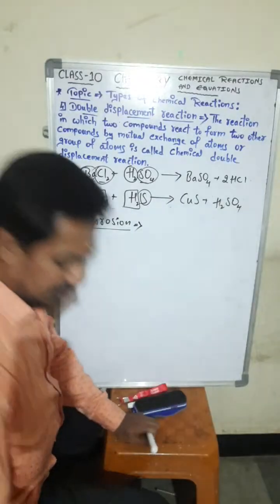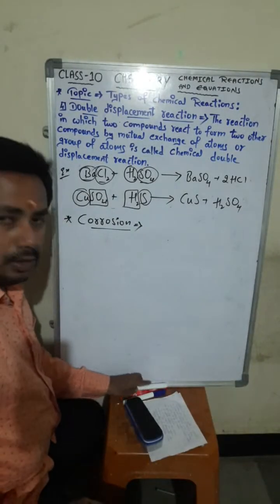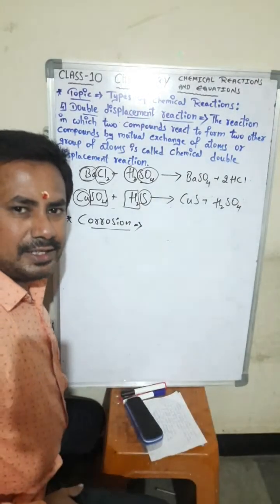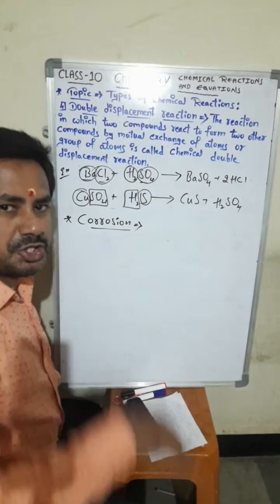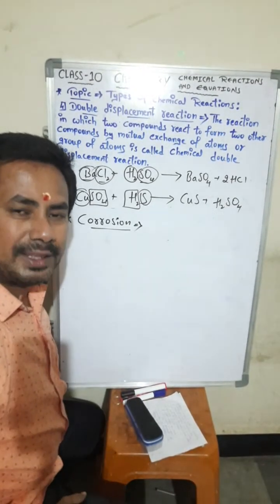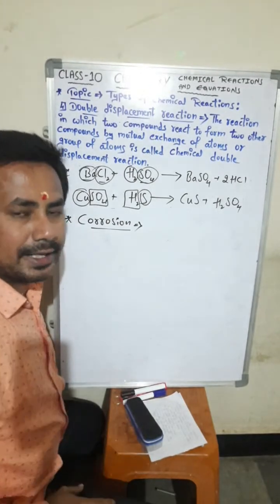Corrosion is nothing but, okay, easily I will tell you, when some metals are exposed to the moisture, moisture मतलब क्या है? पानी का कंटेंट जो हवा में रहता है ना, उसको हम मॉइस्चर कहते हैं.